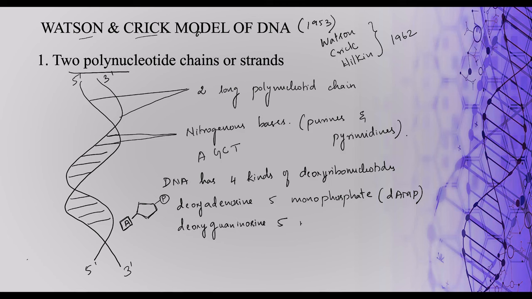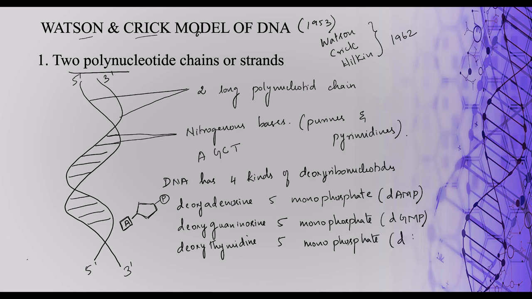Okay, so if the sugar contains guanine, then it is called deoxyguanosine 5-monophosphate, which means dGMP. If this contains thymidine, then it is called deoxythymidine 5-monophosphate, which means dTMP. If this contains cytidine, then it is called deoxycytidine 5-monophosphate, which means dCMP. So these are the four kinds of deoxyribonucleotides, depending upon the nitrogen bases.